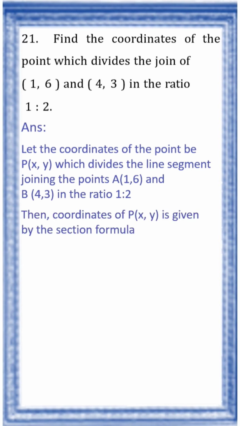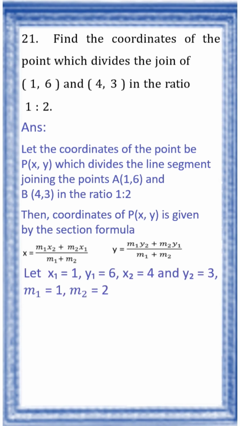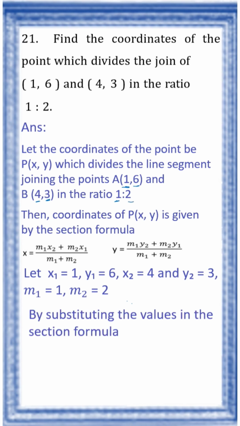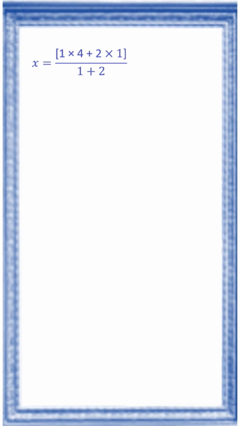So coordinates of the point P(x, y) is given by the section formula: x is equal to m1 x2 plus m2 x1 upon m1 plus m2, and y is equal to m1 y2 plus m2 y1 upon m1 plus m2. Here x1 is equal to 1, y1 is equal to 6, x2 is equal to 4, y2 is 3, m1 is 1, m2 is 2. Now let us substitute the values in the section formula. So x is equal to 1 into 4 plus 2 into 1 upon 1 plus 2, and also y is equal to 1 into 3 plus 2 into 6 upon 1 plus 2.